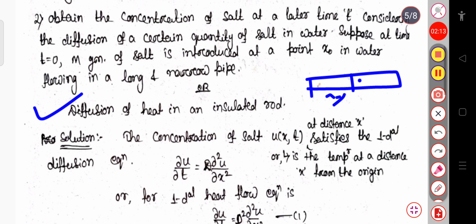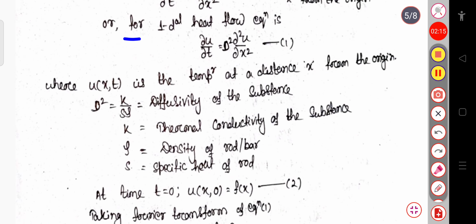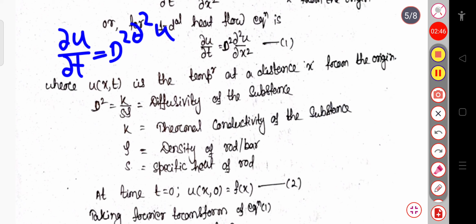Suppose the one-dimensional heat flow equation is ∂u/∂t = D² ∂²u/∂x². Here u is u(x,t). It is the temperature at a distance x from the origin. Let me write this equation here: ∂u/∂t is equal to D² into ∂²u/∂x².